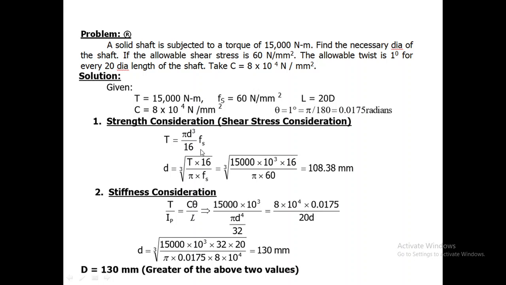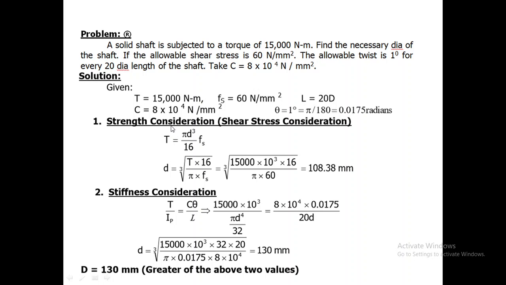Because the diameter of the shaft will come in the polar moment of inertia as well as in this part of the equation. So T by J is equal to G theta by L, and T by J is equal to tau by R. Both parts of the equations are used, and if you use the shear stress part of the equation, it is called the strength consideration.